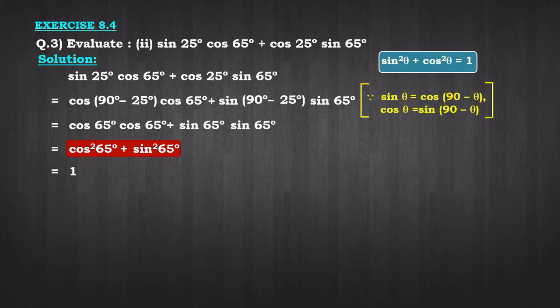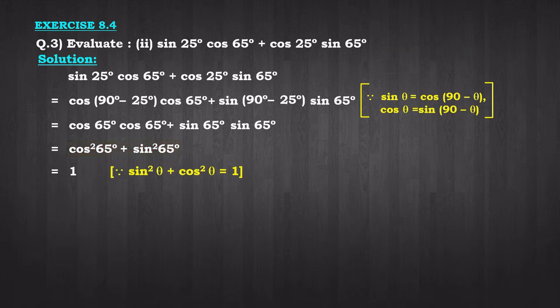Now use the fundamental identity. Sine squared theta plus cosine squared theta is equal to 1. Therefore, cosine squared 65 degrees plus sine squared 65 degrees is equal to 1. Hence, the value of the given expression is 1.